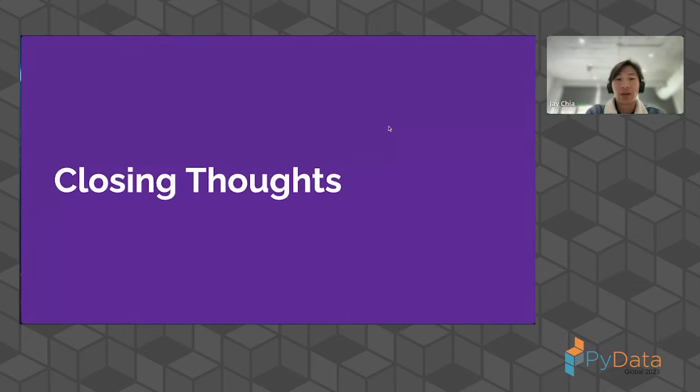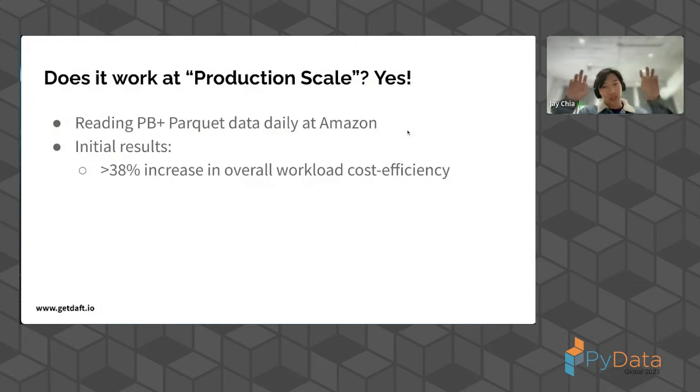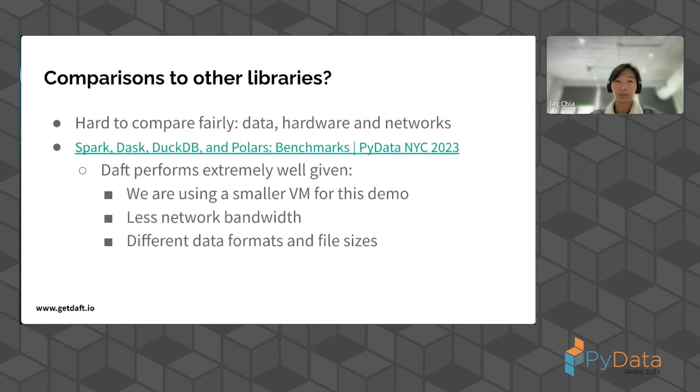So some final closing thoughts. Does it work at production scale? Yes, we've been working with Amazon. Daft is now reading petabytes worth of Parquet files daily at Amazon. Some initial results from them is that they've seen up to a 38% increase in their workload cost efficiency because the workload is fairly IO bound, just reading Parquet files from the cloud.